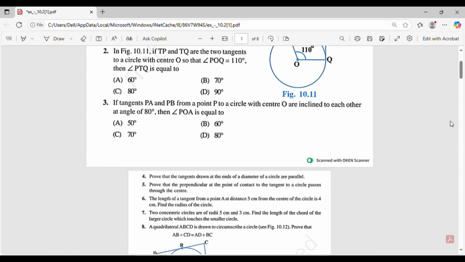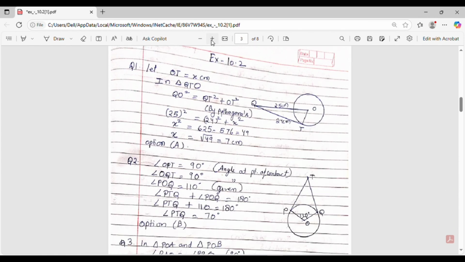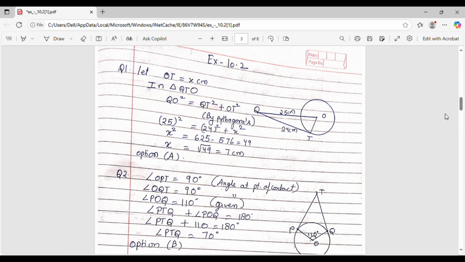So for this, first we will assume OT as x centimeter in triangle QTO. By applying Pythagoras theorem, we can write QO square is equal to QT square plus OT square. So we will get x equals 7 centimeter. So radius is 7 centimeter. So option A is the correct answer.